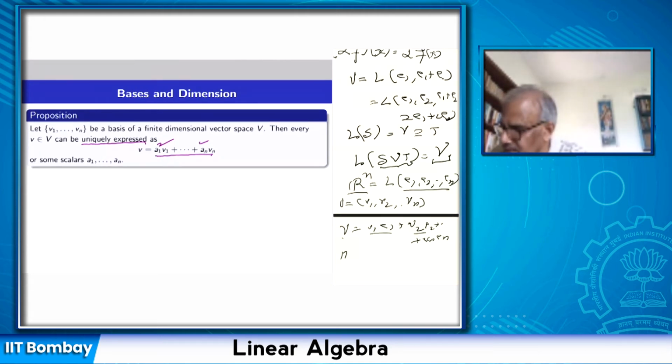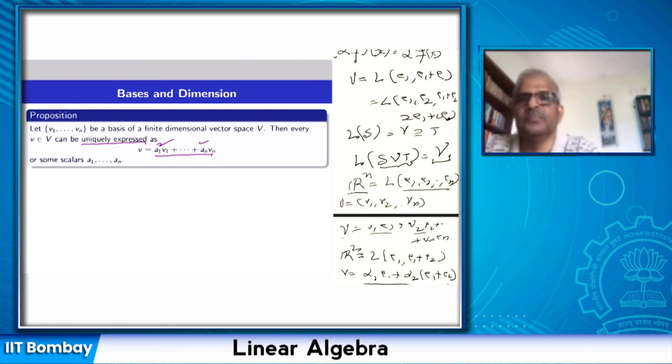But you see, I showed you R2 is also the linear span of e1 and e1 plus e2. So every vector can be uniquely expressed as alpha 1 e1 plus alpha 2 (e1 plus e2). You can easily check that this can be done. So whenever I have a basis, every vector in that vector space is a unique linear combination.